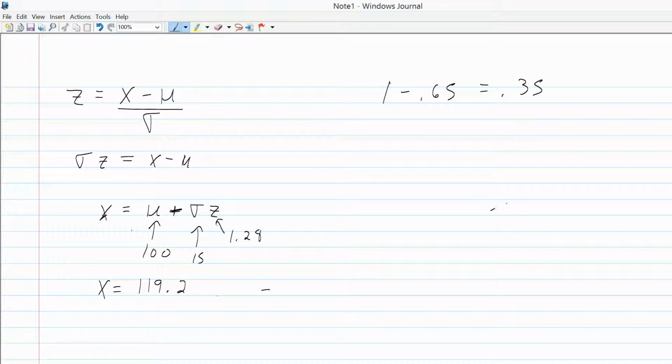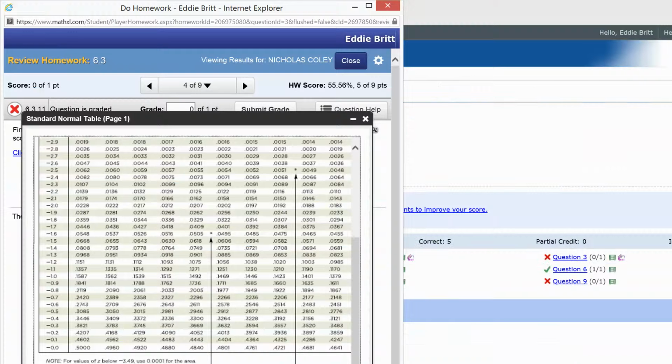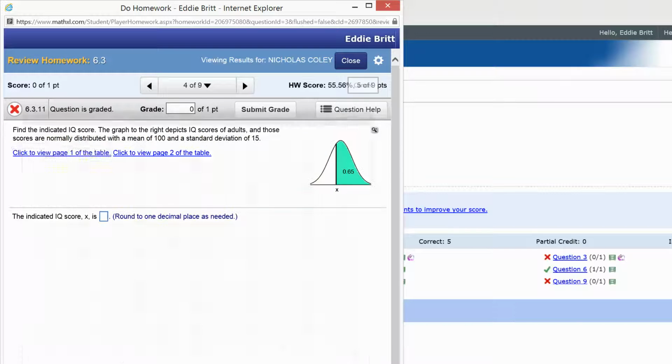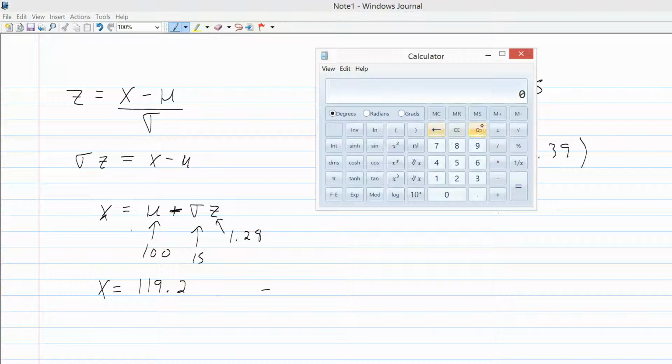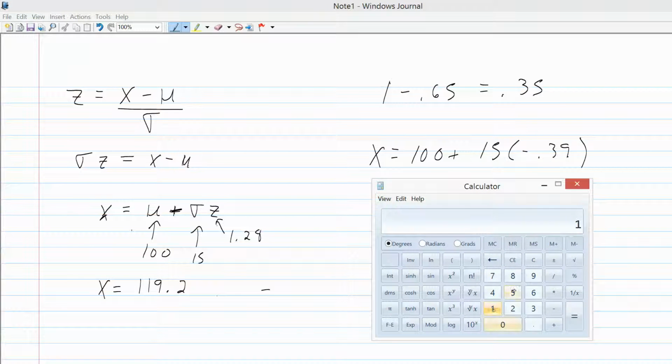Same formula. Yes, we have the same mean and standard deviation. So we get X equals 100 plus standard deviation 15 times negative 0.39. 15 times negative 0.39 equals, and now add that to 100. 94.15. That's what we're looking for on that one.